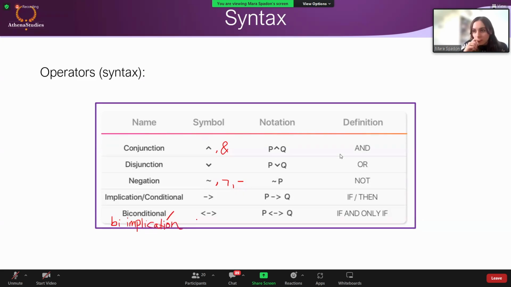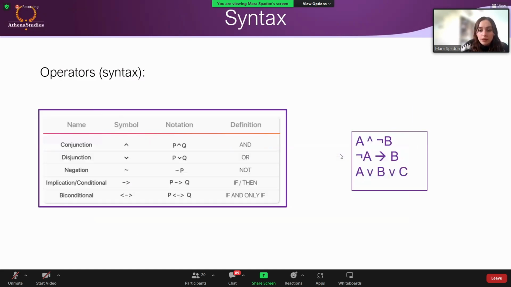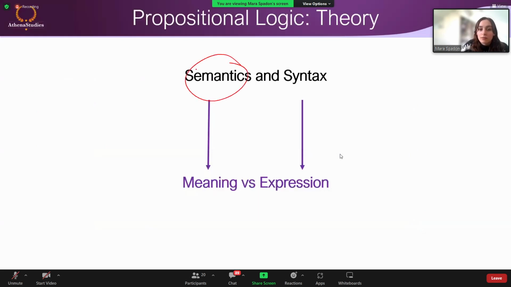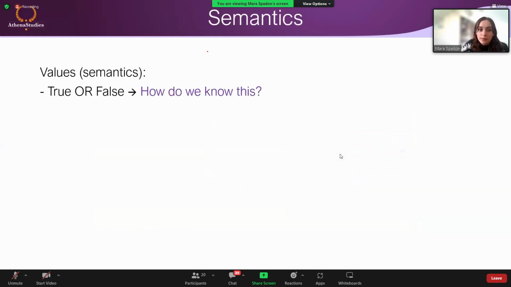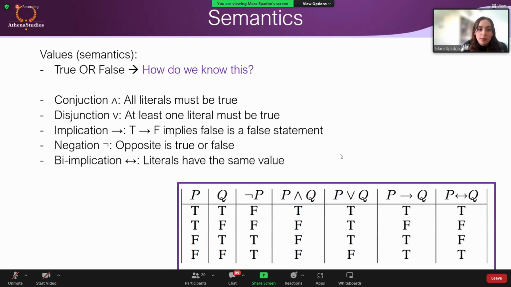Okay. So what does this mean, right? We can write it down like that. We could have our propositional variables here, A and B. So we could have A and not B, not A implies B, A or B or C. But what does this mean in the case of semantics, right? What do we get as a meaning? So then we move on to semantics. We need to know if something is true or false in the end. And how do we know this? Again, we apply the rules, so the syntax.